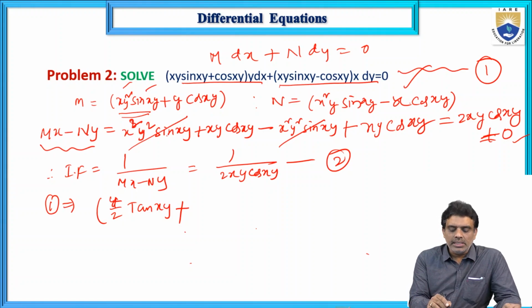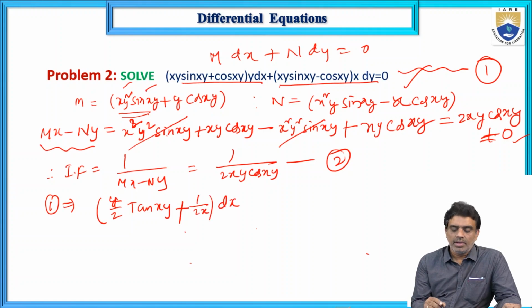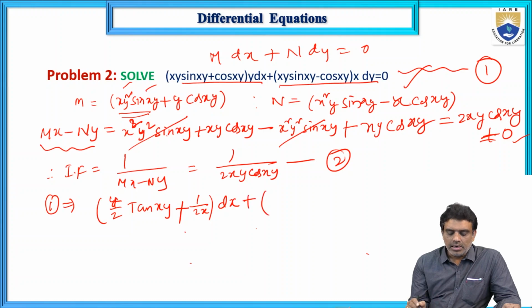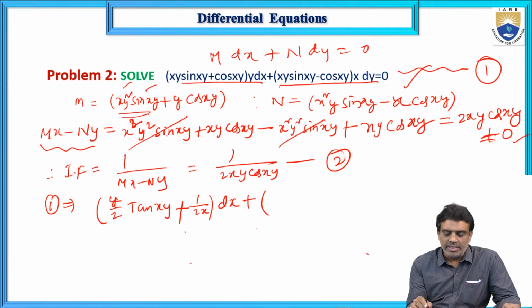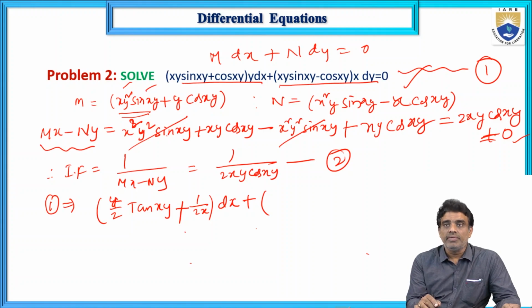Second term: cos xy into y by 1 by 2xy cos xy. The y cos xy gets cancelled, and you will get 1 by 2x into dx. Plus, coming to the second term, on dividing with xy sin xy. On dividing, this is 2xy cos xy, y cos xy, 1 by 2x dx, right? So now on dividing with 2xy cos xy, xy cancel.